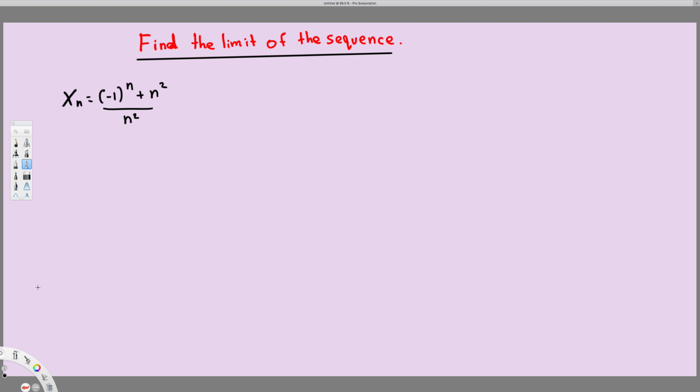What's going on, guys? Let's do this problem right here. The question is asking to find the limit of this sequence, and here we have this expression. Let's see how we can find the limit.